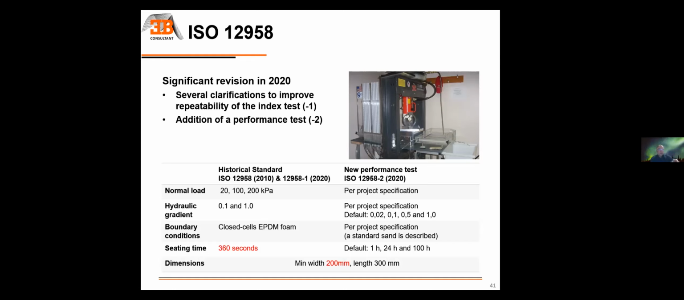And testing for MQC, for manufacturing quality control, with a 100-hour sitting time means that when you're finishing the test, the production is finished, is rolled, and is shipped. And so that cannot work really for MQC. So we need something very quick, very, very easy to run. So that's the reason why we still have this transmissivity test in ISO 12958 and in ASTM as well. So this 360 seconds sitting time is there for a reason.